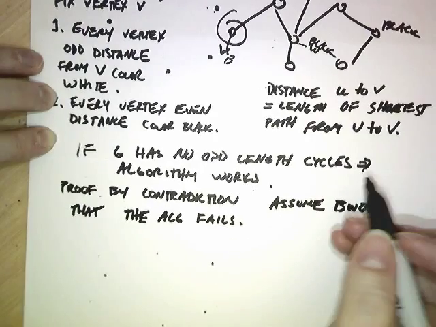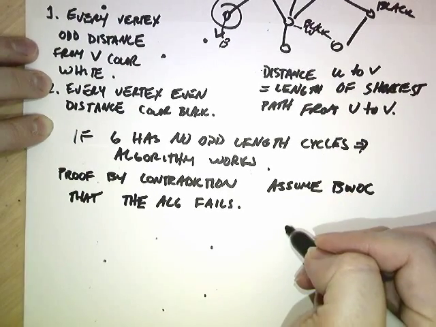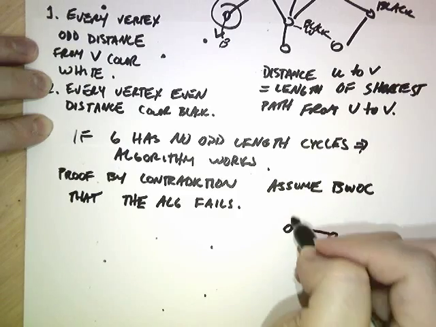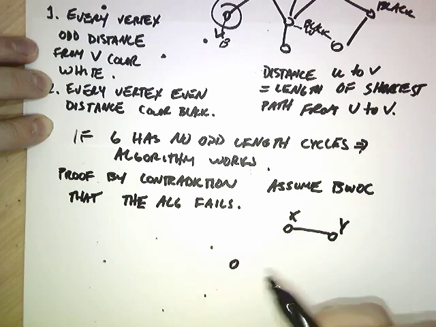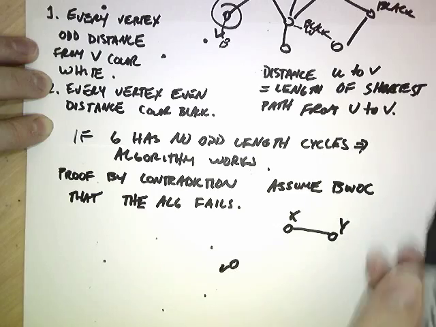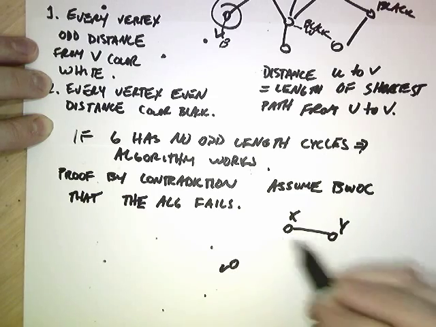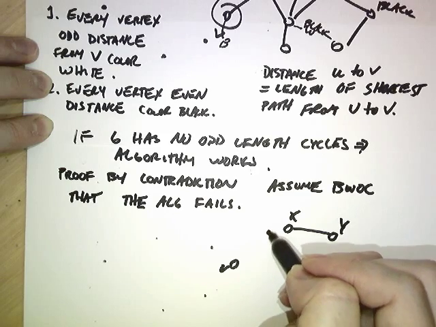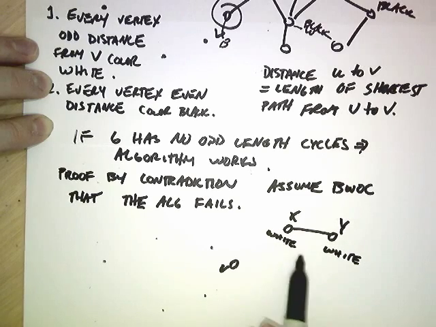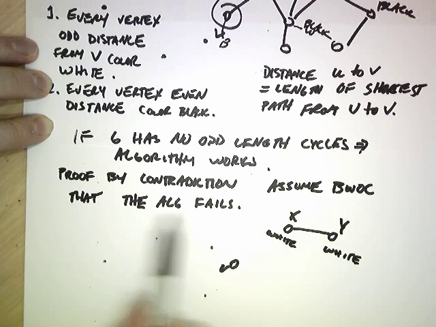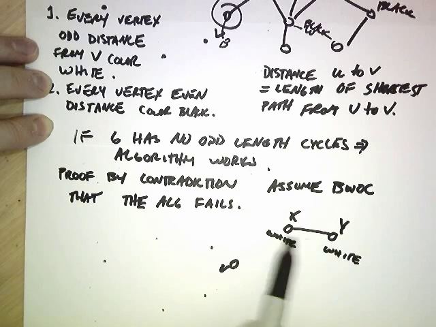What does this mean? It means that there are two vertices in the graph. Let's call them x and y. And let's say v, that initial vertex that we chose, is sitting over here somewhere. It means that there are two vertices, x and y. They're connected by an edge, but they both got colored, let's say, white. The proof is the same if they both got colored black. So we can say, without loss of generality, let's assume they both got colored white. Remember, we're doing a proof by contradiction. We're assuming the algorithm fails. That means that there are two vertices that are connected by an edge, and they ended up getting the same color. It's a failed coloring.